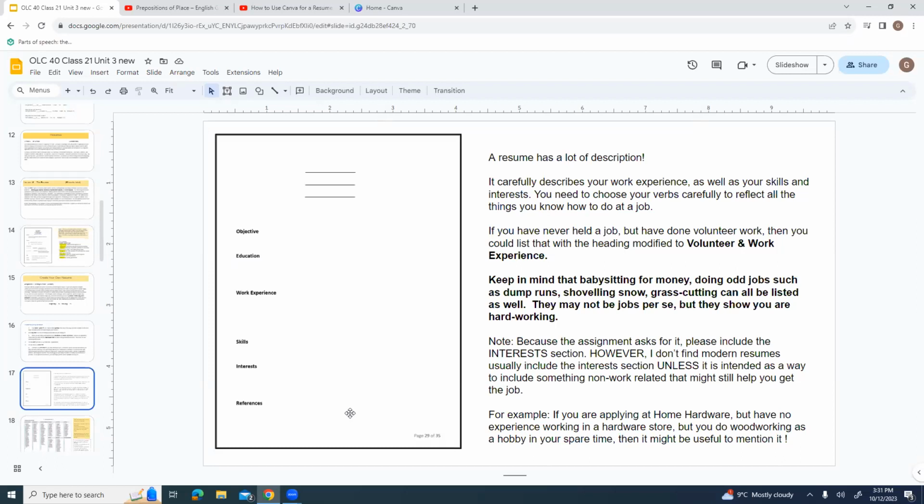Again, especially if you're a high school student who doesn't have much work experience, list what is connected. So if I was applying at Home Hardware and I have a huge interest in Dungeons and Dragons, I'm probably not going to mention that because it's not really useful in terms of getting me the job.